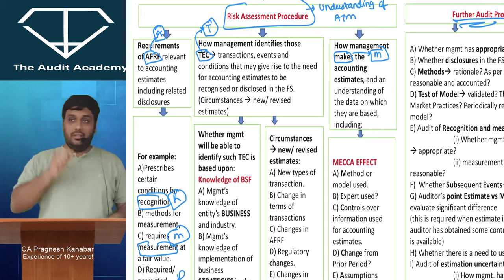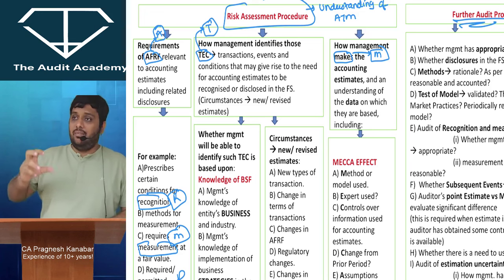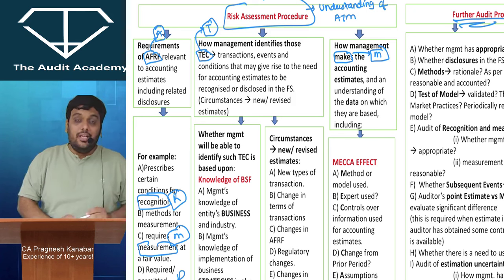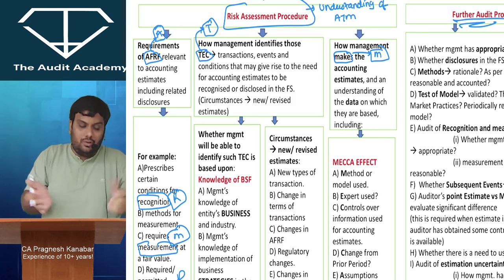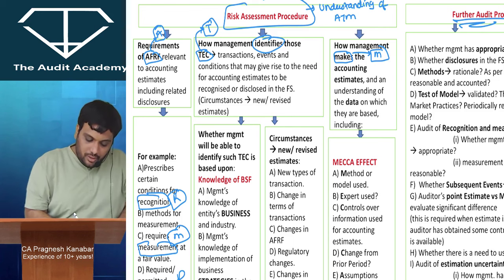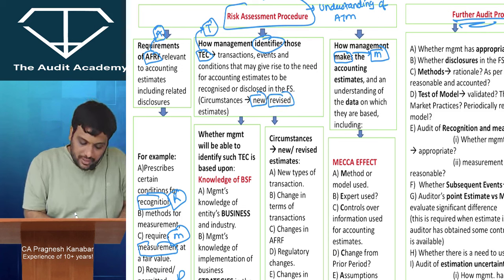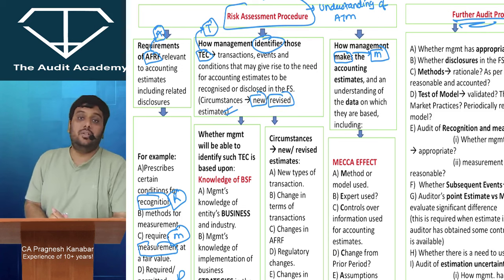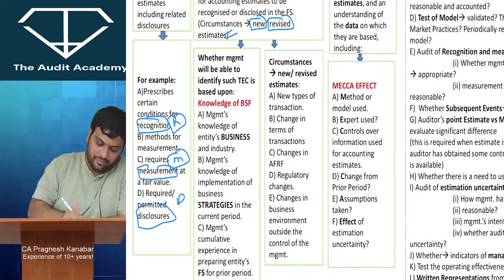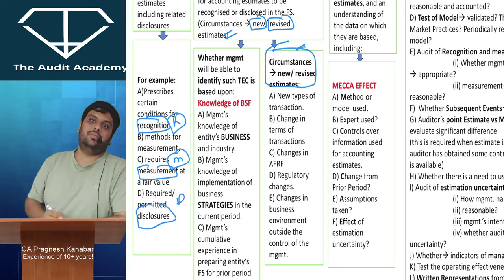Tell me something. Today, in my sales contract, if I don't have a warranty clause or guarantee clause, then fine, there is no contingent liability also. But if I put a warranty clause or guarantee clause, then obviously there is some kind of contingent liability. So whether management identifies those transactions, events and conditions which may either lead to a new estimate or lead to revision in the existing estimates. These examples were asked in the May 23 attempt.